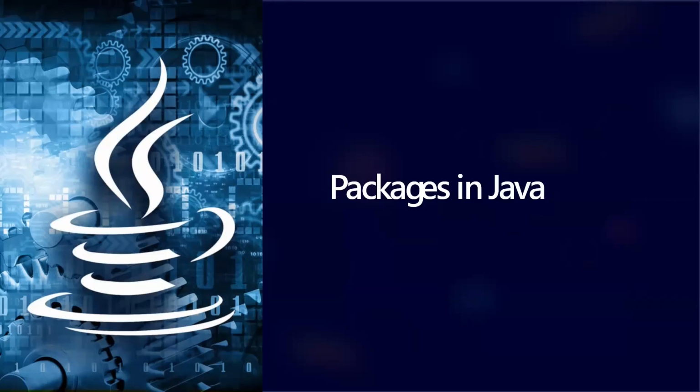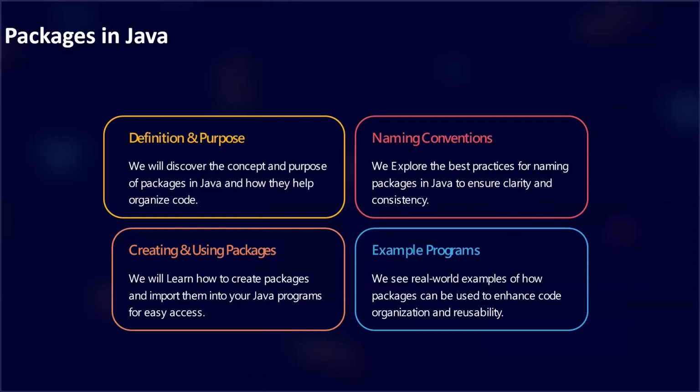So this is the next topic which we are going to learn in this class, that is packages. It's a very important topic. This topic consists of four phases. The first phase, you can clearly see in the picture, is its definition and purpose. In this phase, we will discover the concept and purpose of packages in Java and how they help to organize the code. Second phase is naming conventions. In this, we explore the best practices for naming packages in Java to ensure clarity and consistency.